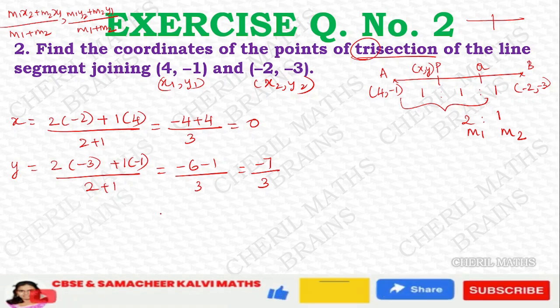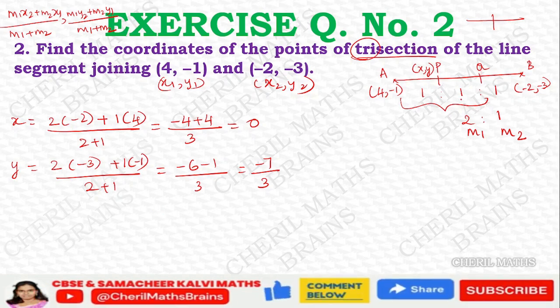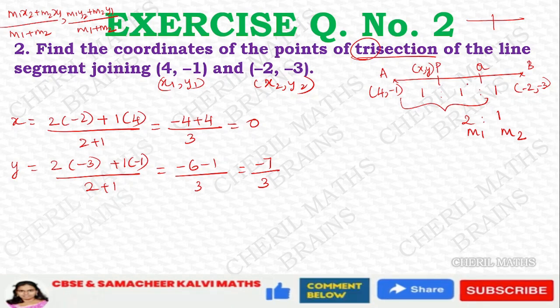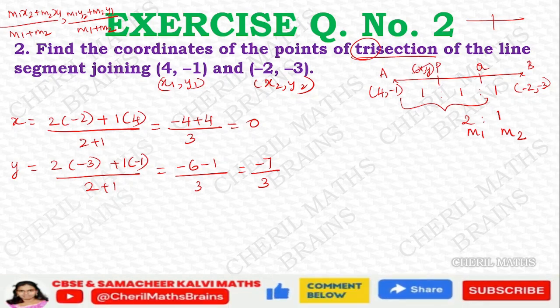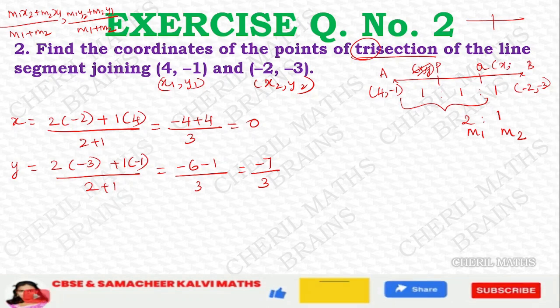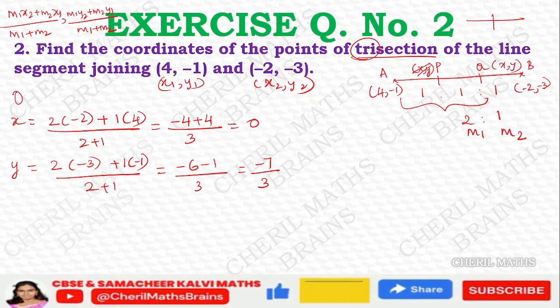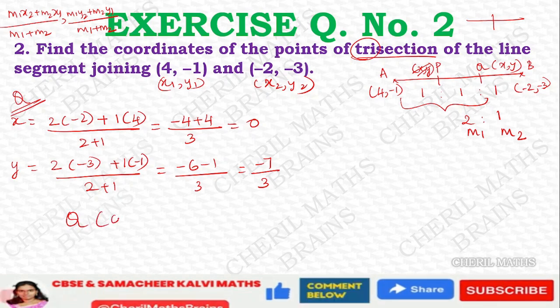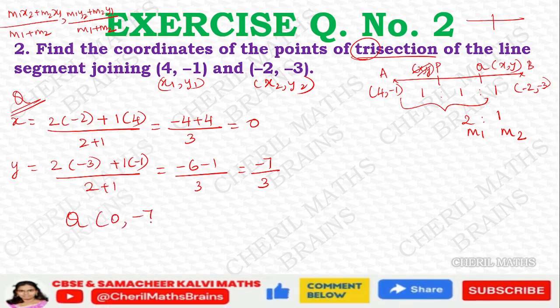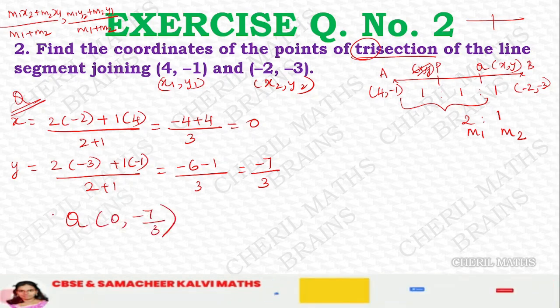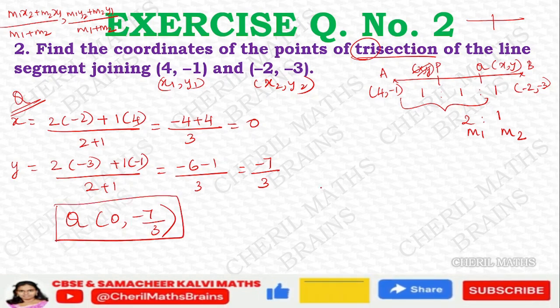So now we have got this point. We have solved for this point Q. 2 is to 1 means this point only. So let's take this to be x comma y. We have solved for point Q, and our point Q is 0 comma minus 7 divided by 3. So now we have one point Q.